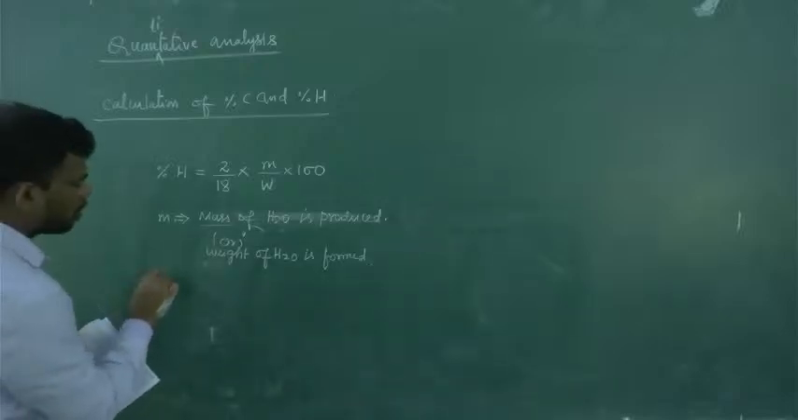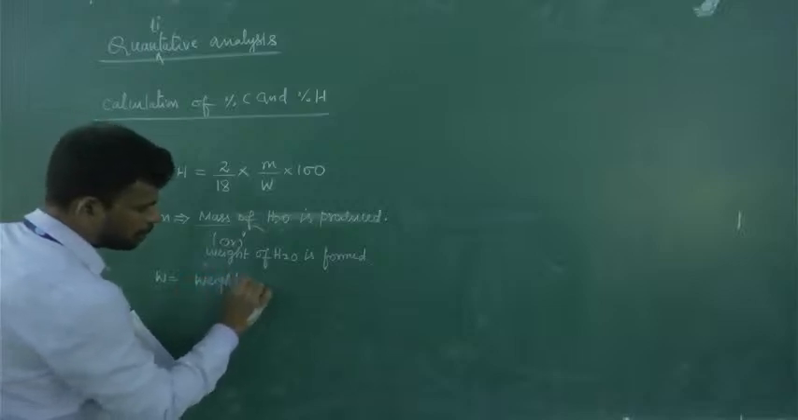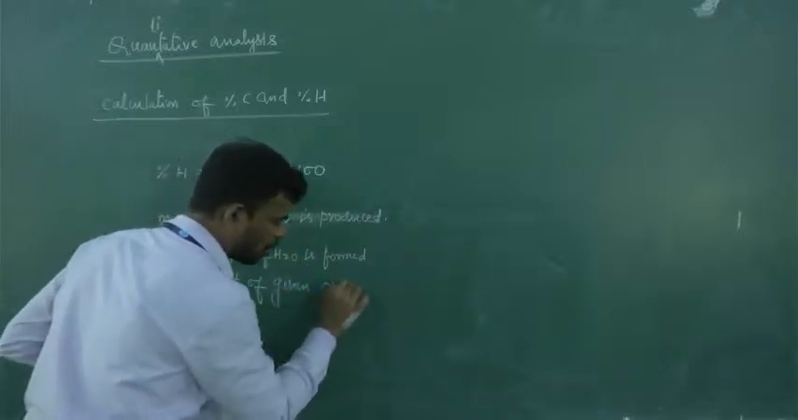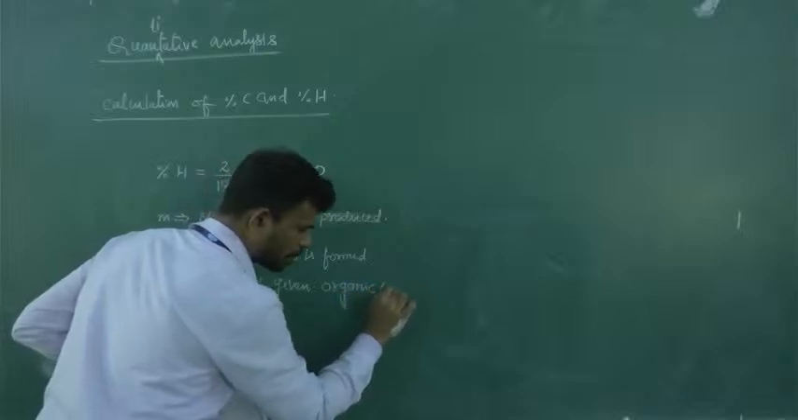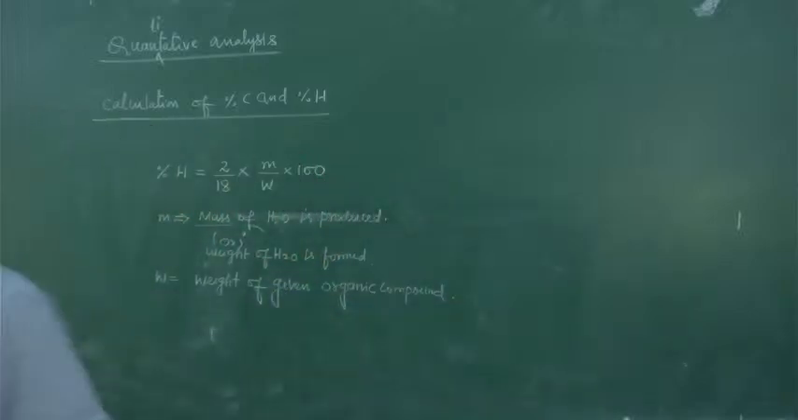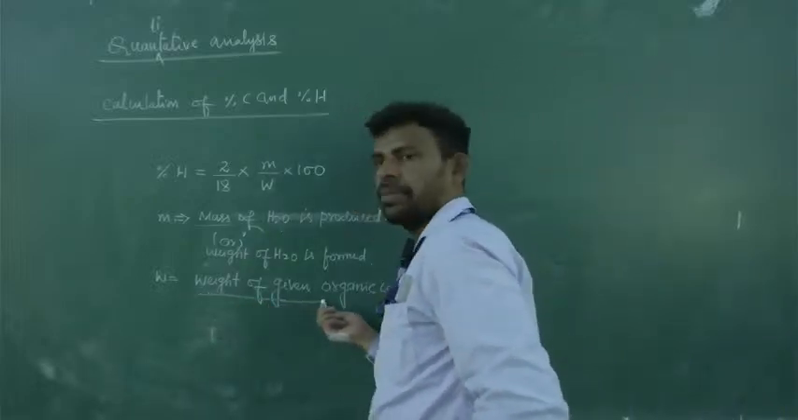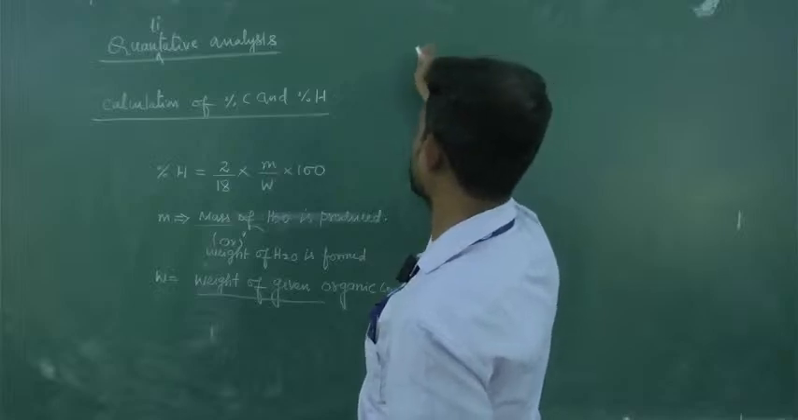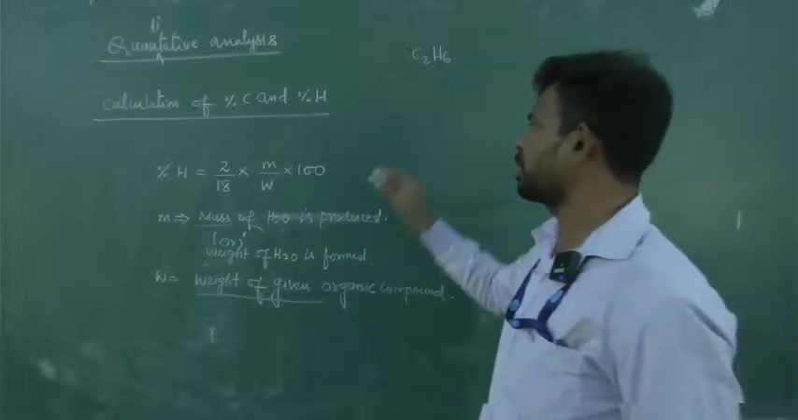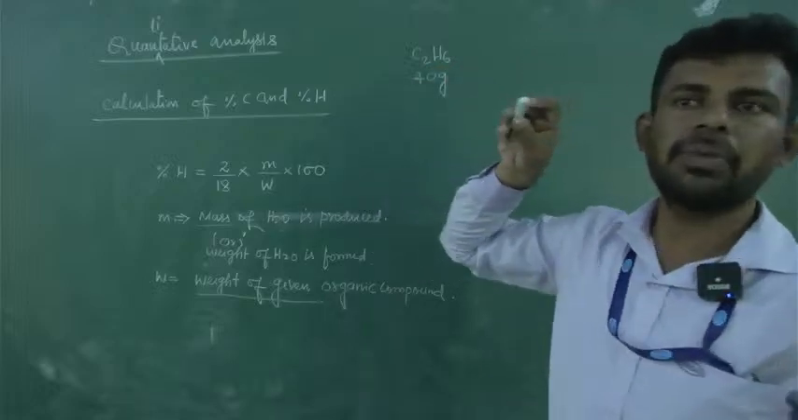Next, w. Is it clear? This is going to be the weight of the given organic compound, or the mass of the given organic compound. Listen carefully. Weight of organic compound means, for example, take a hydrocarbon like C2H6. Let's say we start with 40 gram.